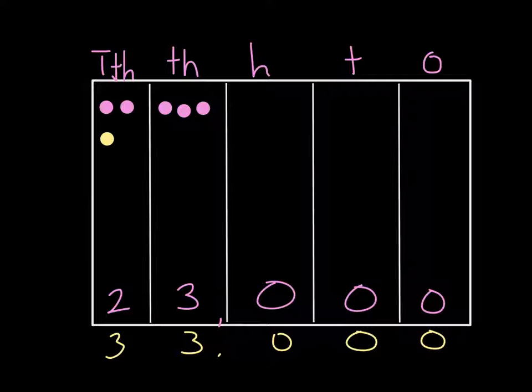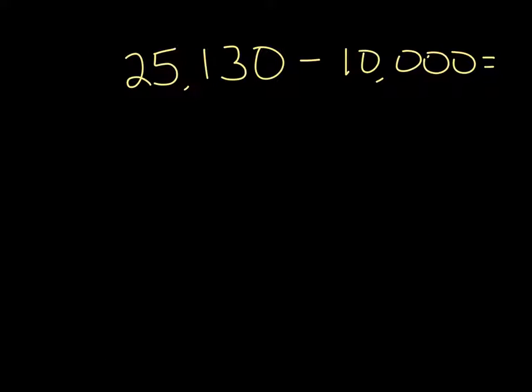If I want to know 10,000 less, I'm going to go back to my original number and cross one out, and then it becomes 13,000, which is 10,000 less than 23,000. Now I want you to try it. What is 10,000 less than 25,130?